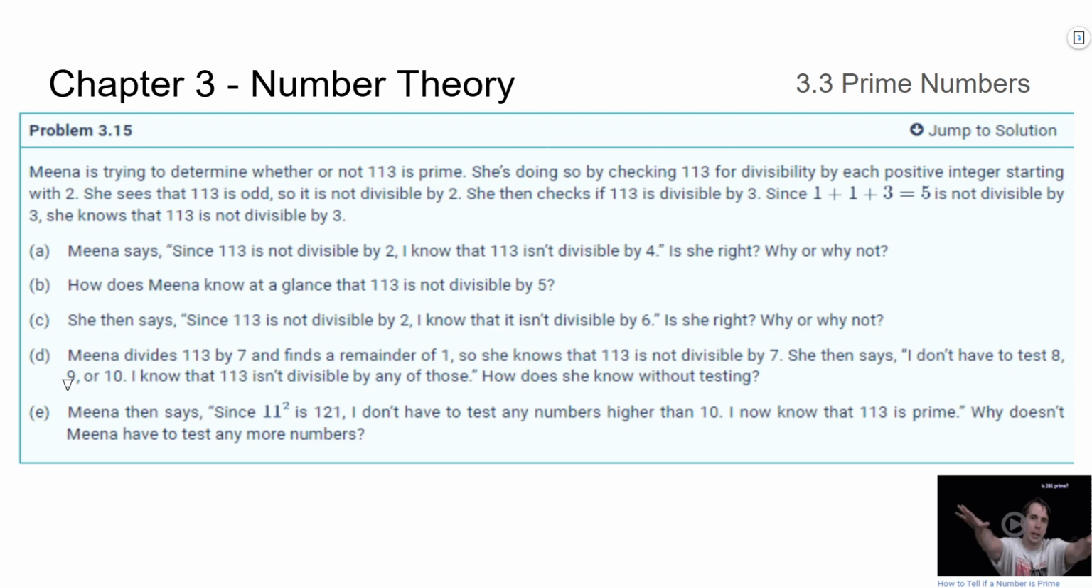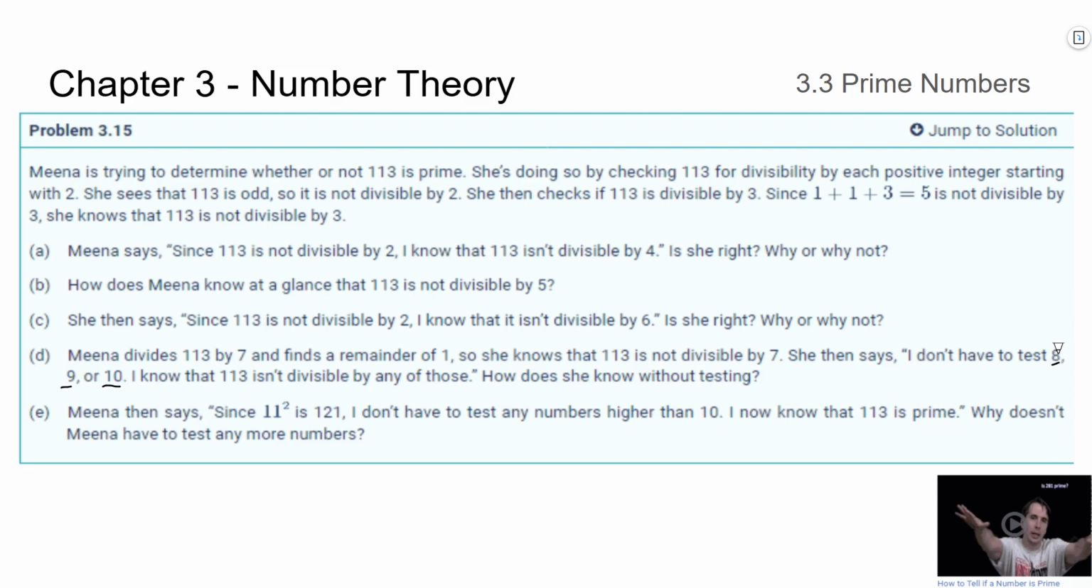Okay, so Mina divides 113 by 7 and finds a remainder of 1. So she knows 113 is not divisible by 7. She then says, I don't have to test 8, 9, or 10. I know that 113 isn't divisible by any of those. How does she know that? How does she know that it cannot be 8, 9, or 10?